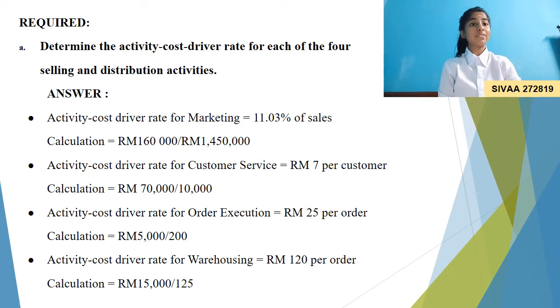The second is the activity cost driver rate for customer service. The answer is RM7 per customer, and the calculation is RM70,000 divided by 10,000. Next, the activity cost driver rate for order execution is RM25 per order, and the calculation is RM5,000 divided by 200. The last one, the activity cost driver rate for warehousing, is RM120 per product line. The calculation is RM15,000 divided by 125.